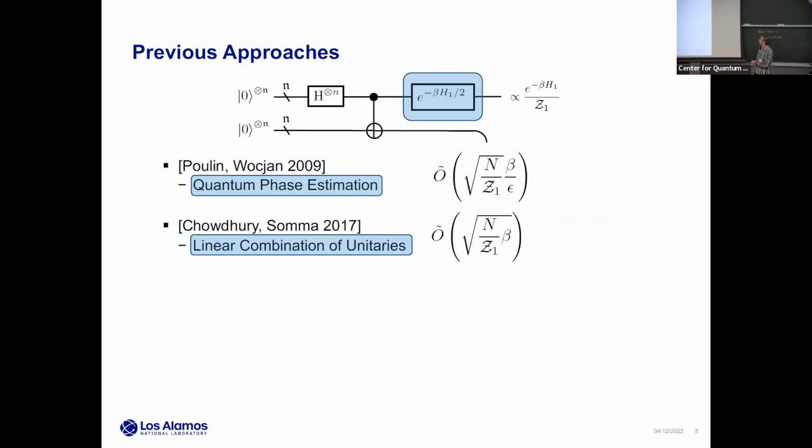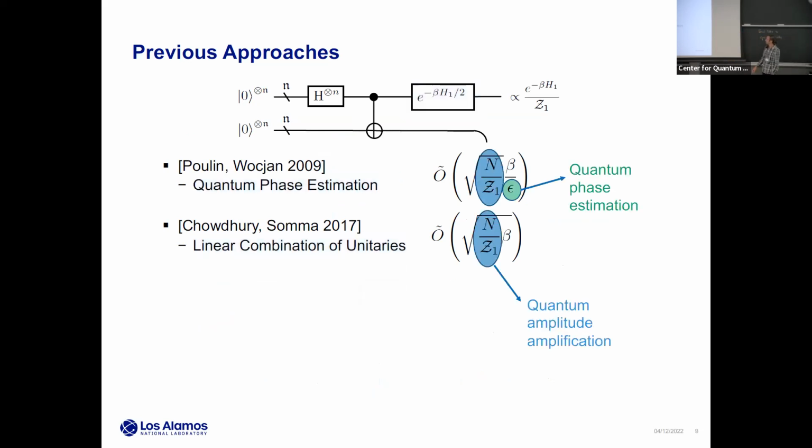Okay, so how is this exponential operator implemented? Poulin and Wocjan have done this using quantum phase estimation, and later Chowdhury and Somma have done this using linear combination of unitaries. They got algorithms with these complexities. Here, the dominant contribution to the complexity comes from the quantum amplitude amplification step that's necessary to boost the probability of success of implementing this non-unitary operation, the exponential of H1.